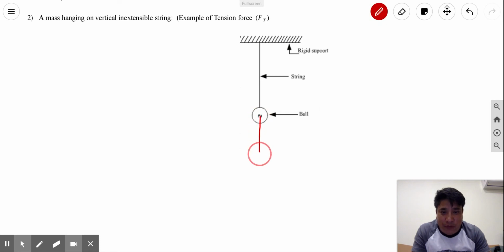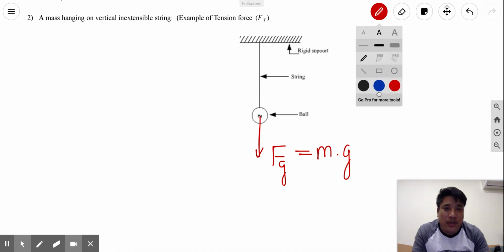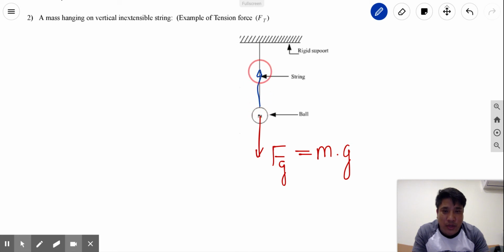So gravity is acting downward again, which is force of gravity or weight, equals mass times gravity. And another force that this string applies on the mass is tension force, which will act from the point where it is attached to the string. Okay, it should be straight. I'm having a little bit hard time drawing that line straight, but that is called force of tension, right? As you also notice, the ball is stationary. Ball is not falling down.